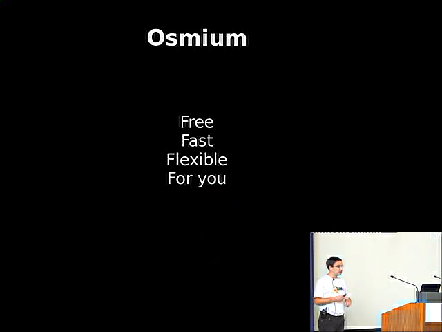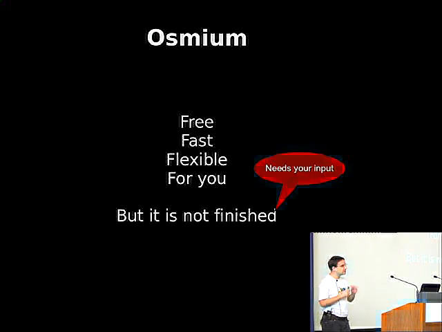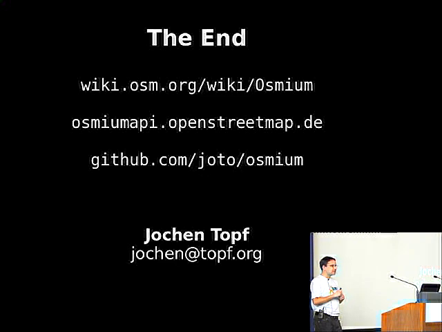So Osmium, it's free, it's reasonably fast for some things. It is flexible, that's the most important part. It is a library, it's a toolkit you can use to build lots of different things. It's for you. It's not finished. There's a lot of things. It is in production. Some GeoFabrik customers have been using it for half a year, different parts of that. But it's not finished. I need your input. I need your ideas, what you want to do with that, and the problems that you have with the code, so that I know what other features are needed. And that's the end of my talk.